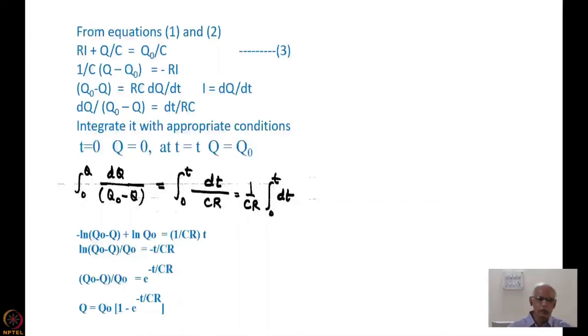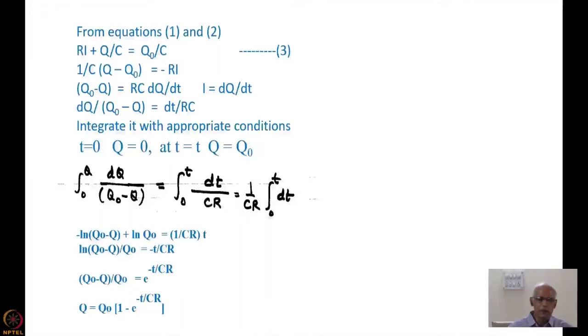Further rearrangement of this can be written as Q naught minus Q is equal to RC, and here I have replaced the current passing through the resistor as dQ by dt. Current is nothing but the rate of charge transfer to the capacitor. So this condition is satisfied at any time t, and for a current I flowing through the circuit. If you rearrange again, you can write that dQ divided by Q naught minus Q is equal to dt upon RC.